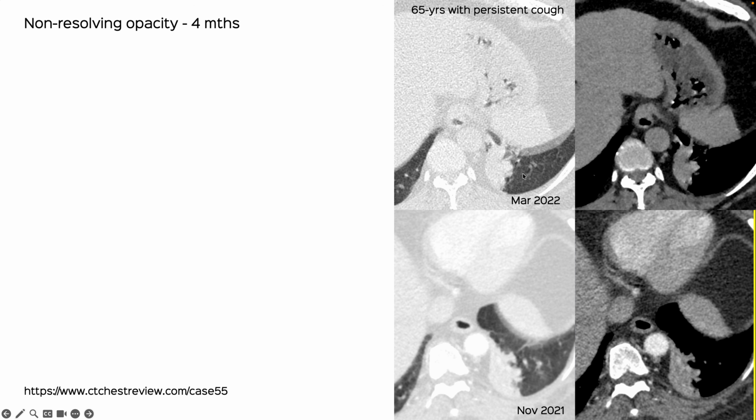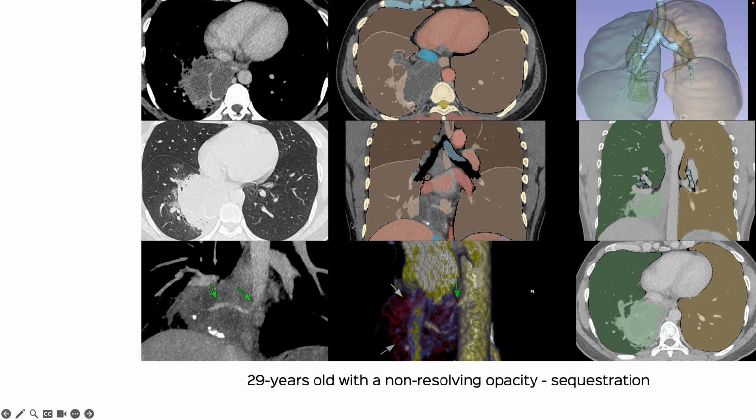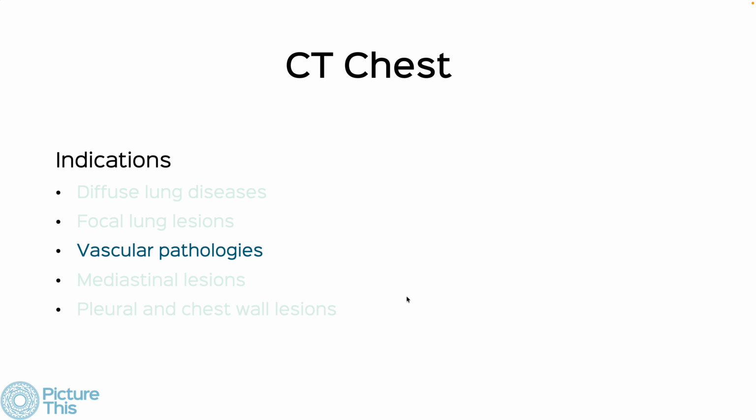Now this patient had a non-resolving opacity for almost 6 months, and then when we traced it proximally, it turned out there was a bronchial obstruction which eventually was a clove that the patient had inhaled. Or this 29-year-old with a non-resolving opacity, when we looked at the angio, there was an abnormal vessel and this was sequestration. So it may be a malignant lesion or sometimes just a simple proximal obstructing foreign body or sequestration.